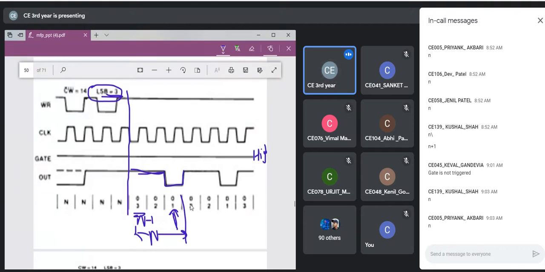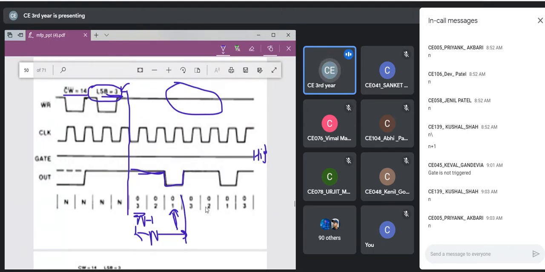Then again, that is fine. Now what will happen? Again, it will reload the count. I have not written the count again; I have given the count just once. I have programmed my counter into mode 2. Once I program mode 2, I am saying, generate the rate of 3 pulses. That means at every third pulse, you generate a pulse. That is the meaning.